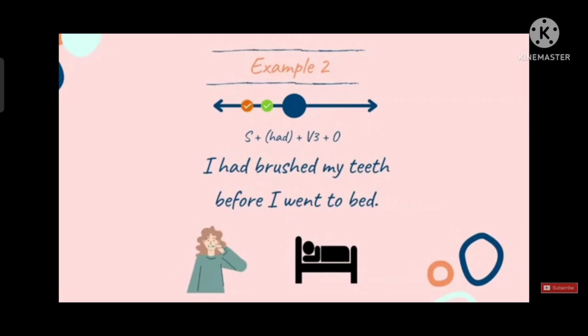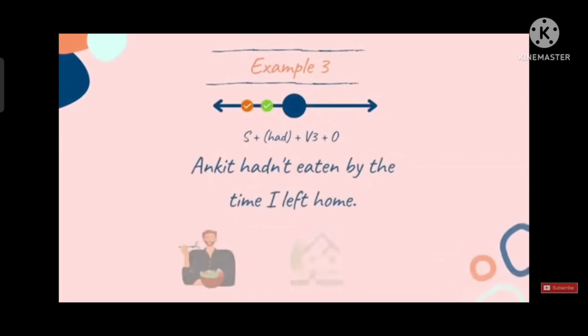I had brushed my teeth before I went to bed. As the activity of brushing the teeth was already completed before I went to bed, I have referred to a past event that had already completed. So we have used past perfect tense here. Notice the structure and timeline carefully in this sentence. Let's look into next example.